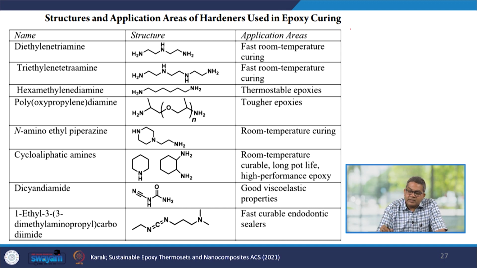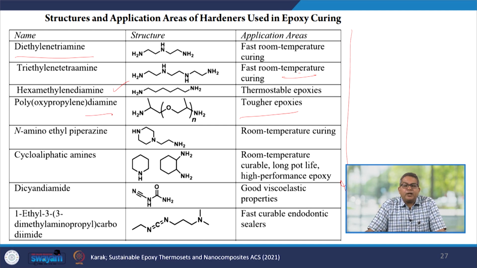The basic thing in all applications is the application area. Now, if we require fast room temperature curing, then we have triethylenetetramine. If we are looking for thermostable epoxies, then the suitable one is hexamethylene diamine. If the application requires tougher epoxies, then polyoxypropylene diamine. And if we require room temperature curing, then N-aminoethyl piperazine.